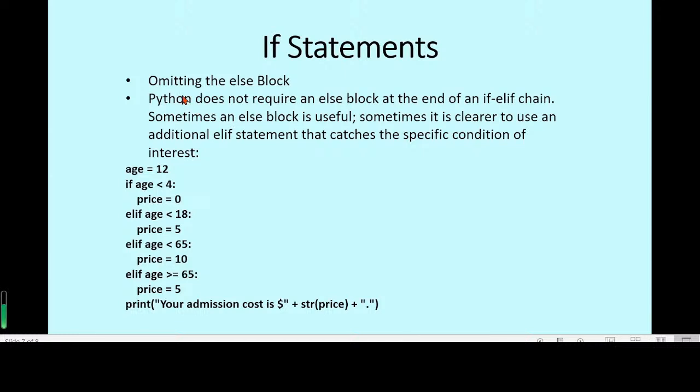And you can omit the else block. Python does not require an else block at the end of an if-elif chain. Sometimes an else block is useful. Sometimes it is clearer to use an additional elif statement that catches the specific condition of interest. So for example, age is 12 again, then we can run an if conditional test, then elif another one, then elif another one, then elif another one. So we do not use else here. We just use very specific conditional tests for each age group.